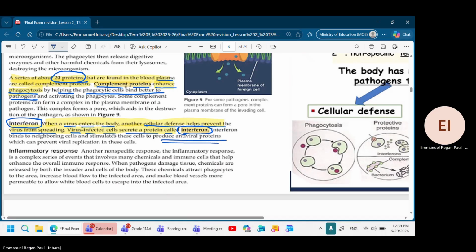You see? So what is this? Interferon is a protein that is released by the virus infected cell. Virus infected cell releases a protein. It's called interferon. Don't forget, interferon is a protein released by a virus infected cell. And what does it do? It helps to prevent the viral replication, that means the multiplication of virus. Okay, so that's about it.